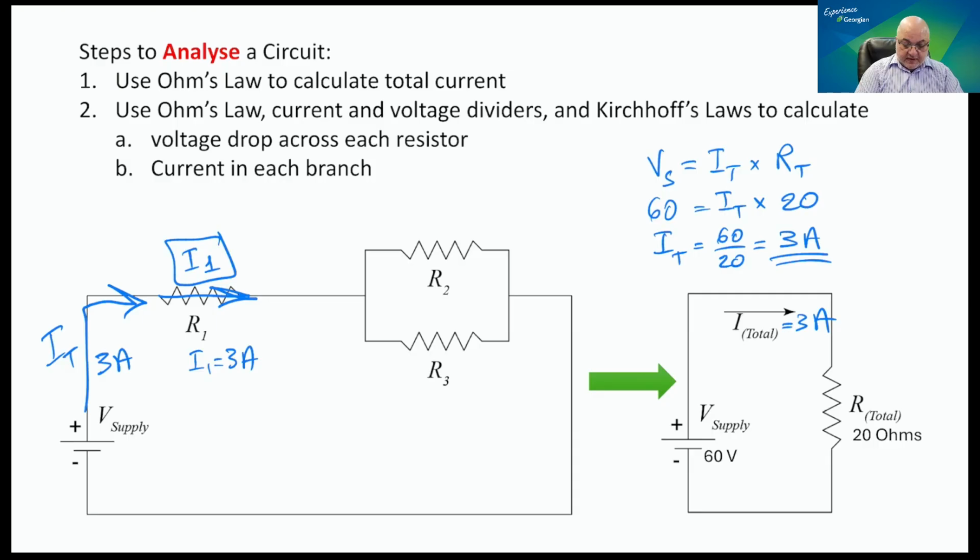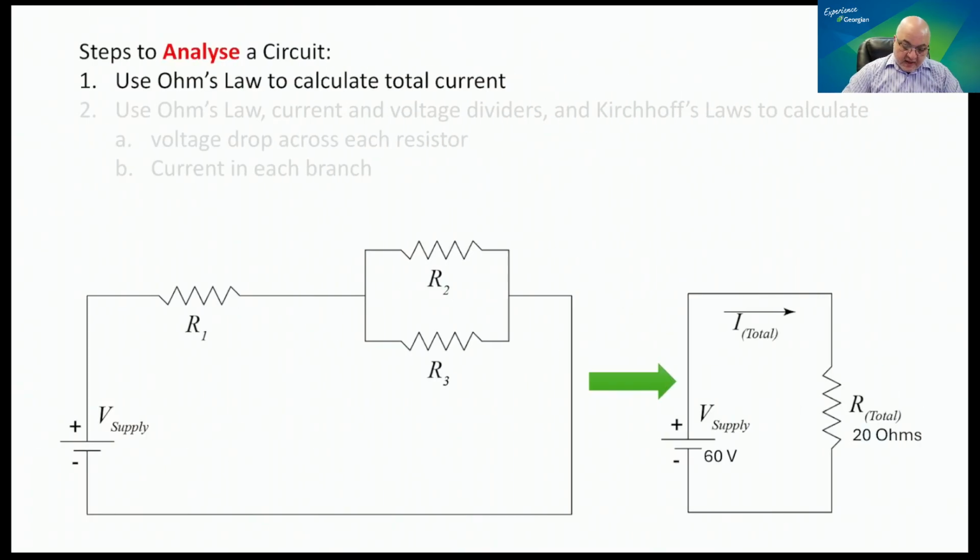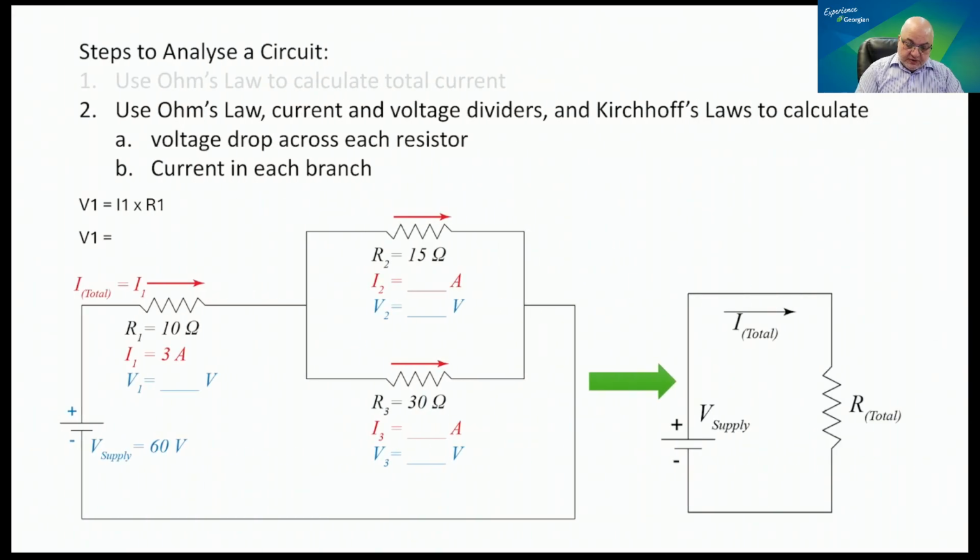That's the first step, and it's not a bad step. We have calculated two values with one stone, basically. Right. So after we have done this first step, we're going to move on and continue using Ohm's law, the current divider, voltage divider, Kirchhoff's voltage law, and Kirchhoff's current law to calculate everything else, basically voltage drop and current in each branch. So as I wrote in the previous slide, I1 equals 3 amps.